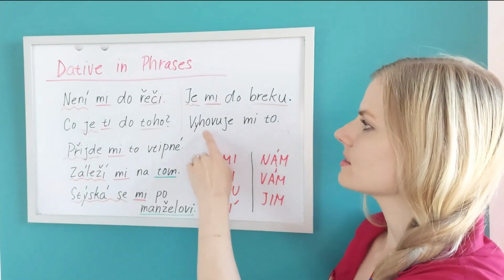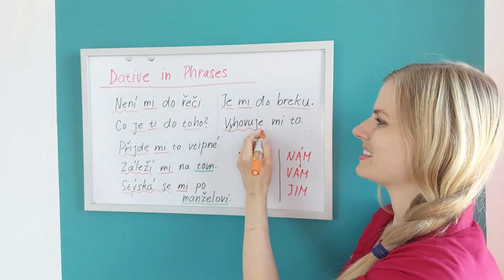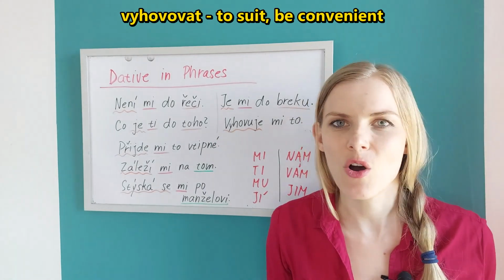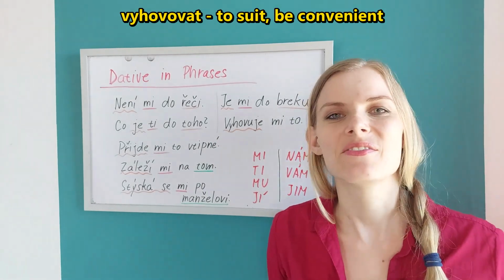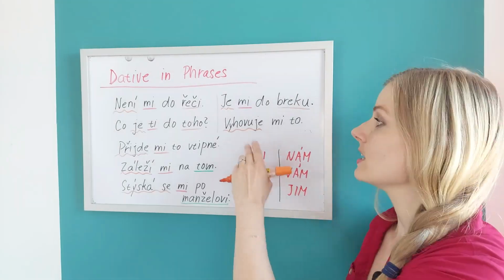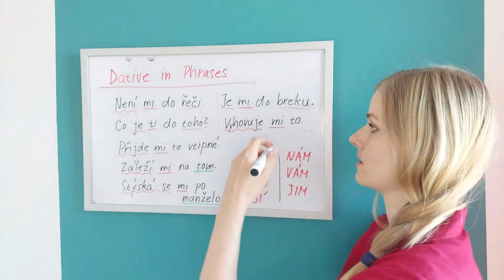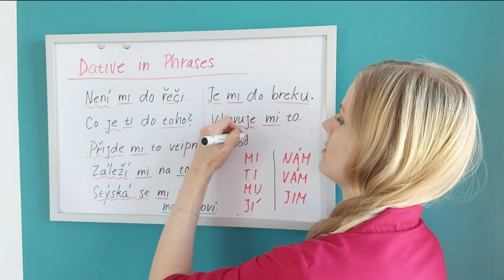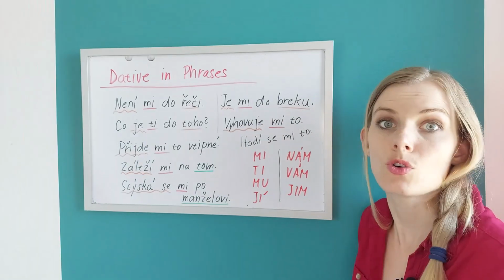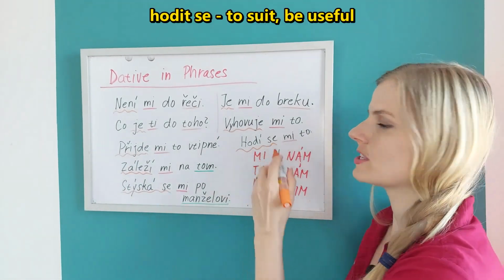And our last sentence is vyhovuje mi to. This is the verb vyhovovat. It's quite a mouthful. Try it. Vyhovovat. Okay, now what does it mean? It suits me. I'm fine with that. It's an alternative of the sentence hodí se mi to. Which is also something like it's suitable, it's okay for me. And the verb is hodit se.